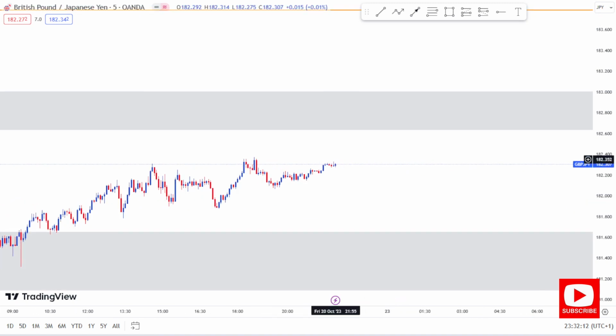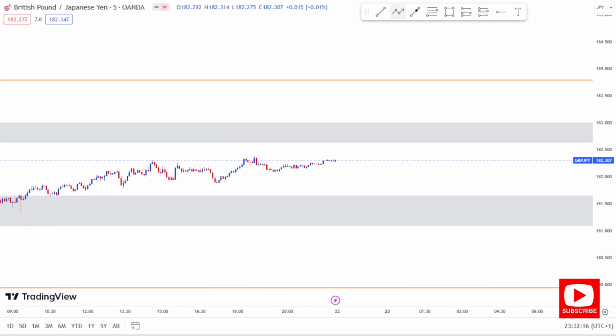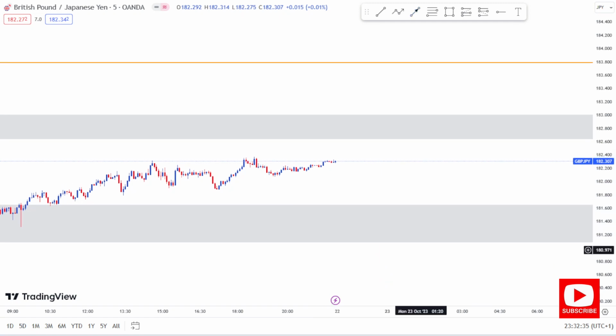Now, see the current price right here. We know that this zone right here is our resistance zone, and this zone right here is our support zone. Then the first target is the range structure high, and this is the range structure low if it breaks here. Now, let me show you how I will take my trade if this works out.